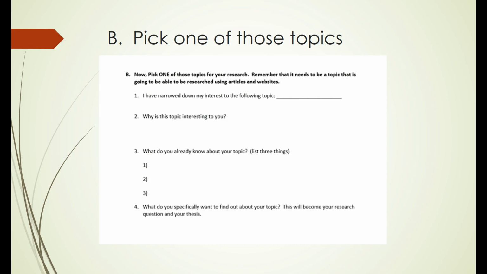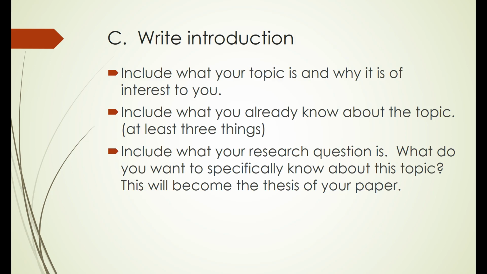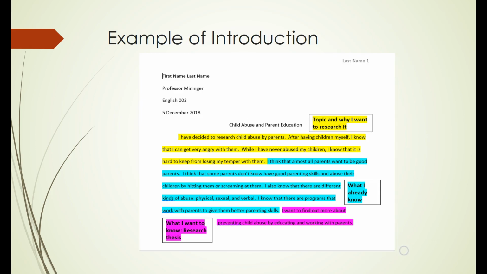I've narrowed down my interest to the following topic: why it interests you, what you know, at least 3 things, and what you want to know. Because what you want to know will become your research question and your thesis. If you turn this paper over, once you've answered those questions, what your topic is, why it interests you, what you know, and what you want to find out, then you're ready to actually write those into the introduction. The introduction includes what your topic is, why it interests you, what you already know, and what you want to know. Let me give you an example, and this example is also up on D2L, Brightspace.